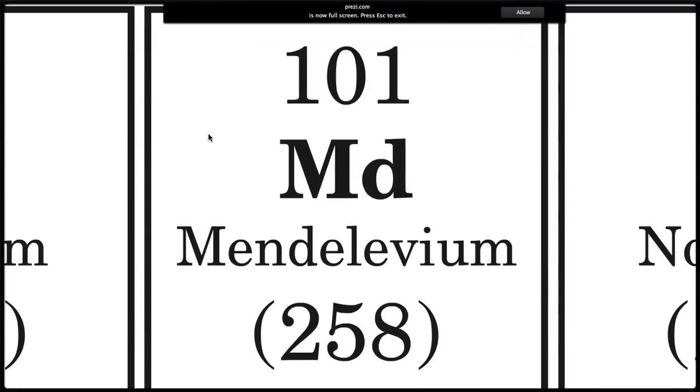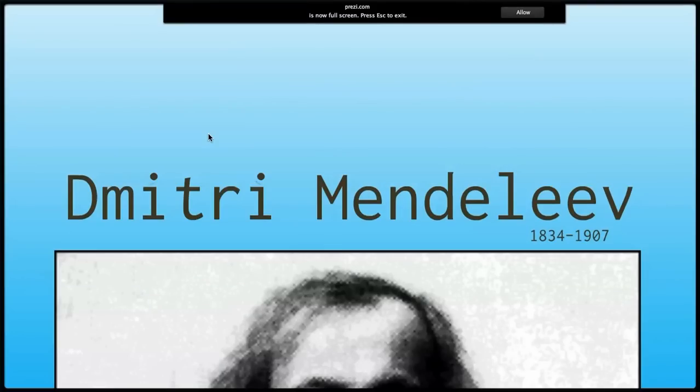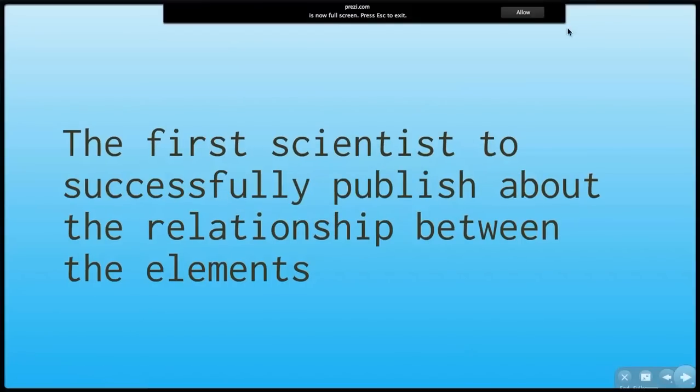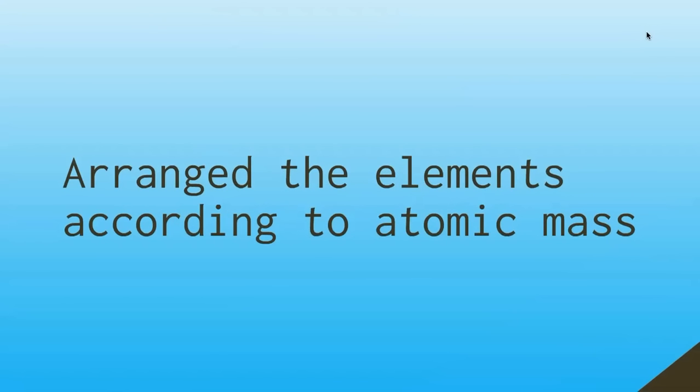Okay, we're going to talk about 2 old, dead people, and then we're going to move on really fast. The first one actually has an element named after him. It's Dmitry Mendeleev. He lived in the 1800s. He's the first scientist to successfully publish about the relationship between the elements, and he arranged his periodic table according to atomic mass.